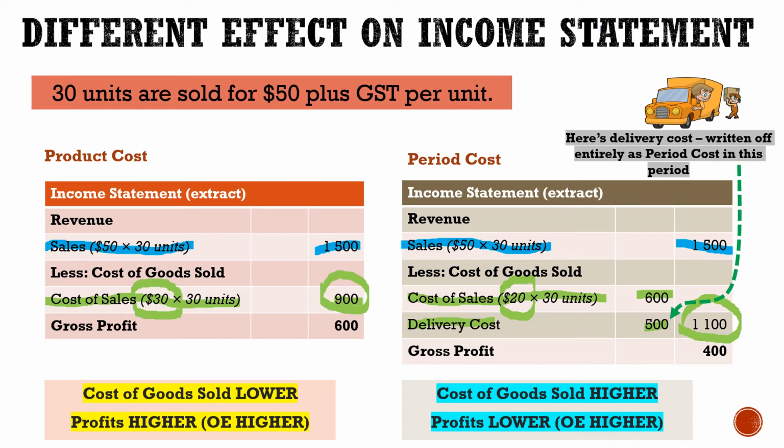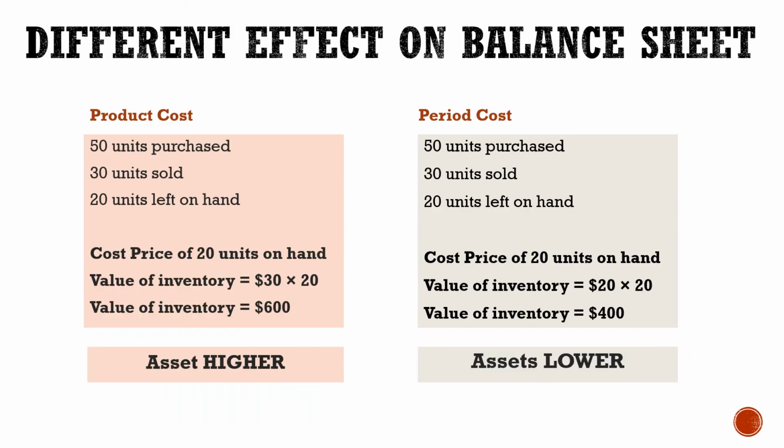Therefore, overall, with the period cost method, we end up with a lower profit because we had a higher cost of goods sold expense. Whereas on the other hand, with the product cost method, we end up with a higher profit because we had a lower cost of goods sold expense. Here we can also see the different effects on the balance sheet between the two methods.